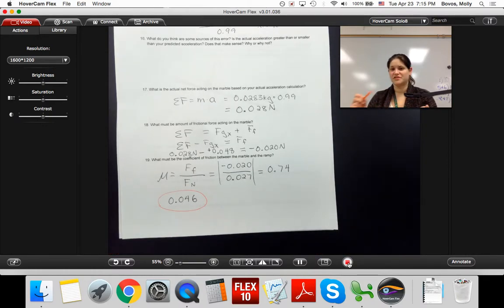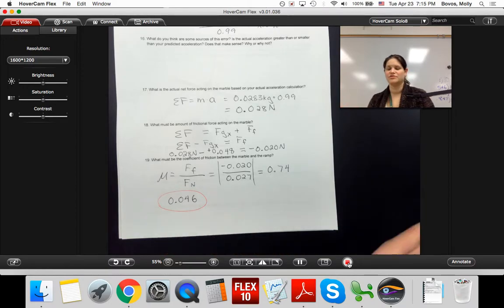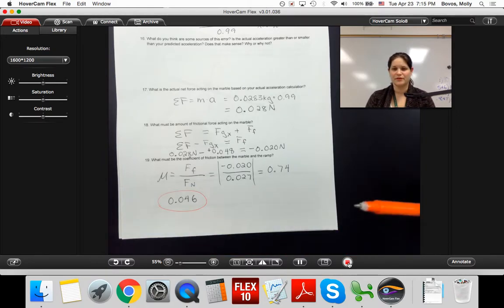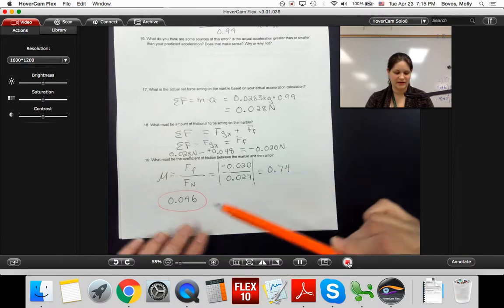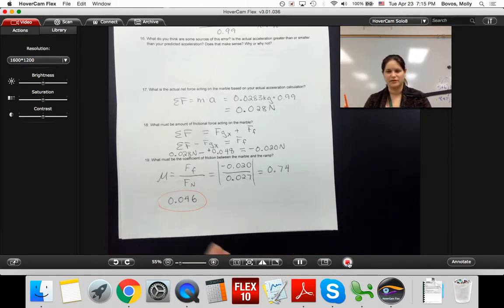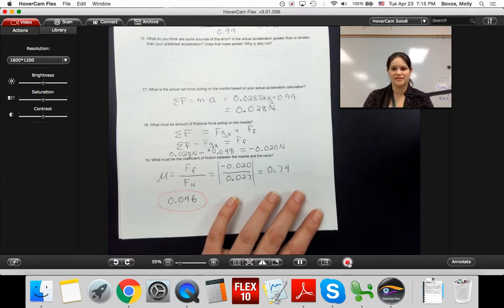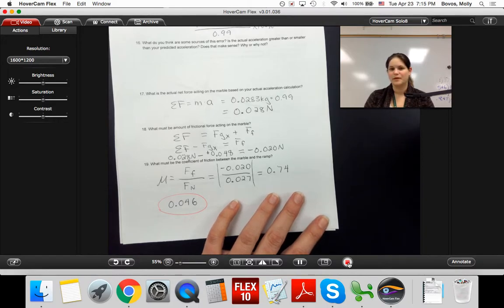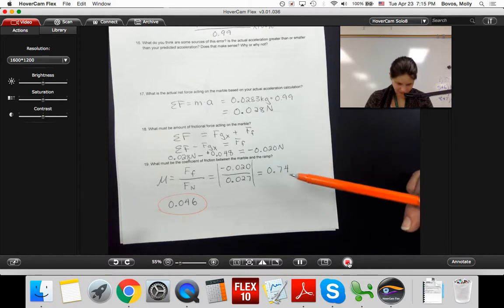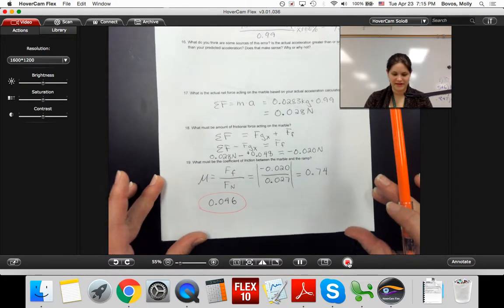Some coefficients of rolling friction are right around in here, 0.0 something, usually between 0.01 and 0.05. And for the surfaces that we were looking at, we looked at some tables online and found that about 0.041 to 0.049, those were some good ranges. So you'll see on the next activity that we're using 0.045 as our coefficient of friction. So that's what we were hoping to get here.